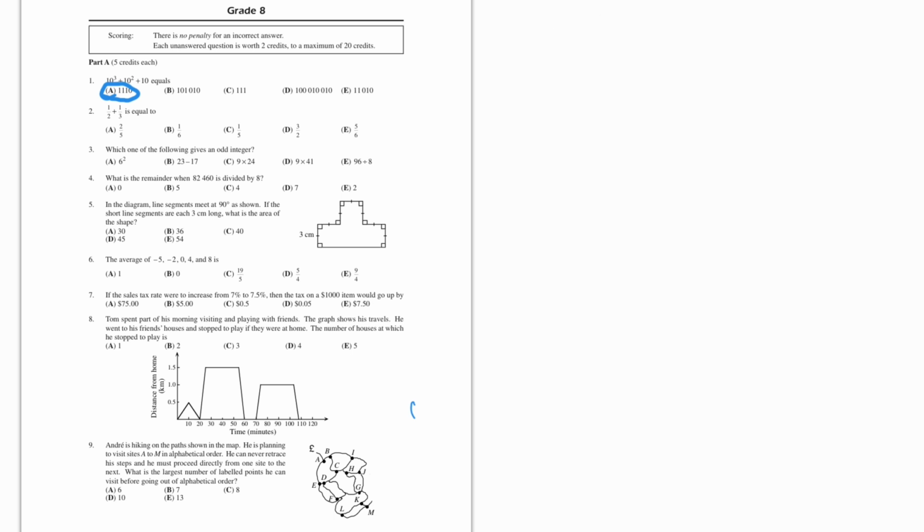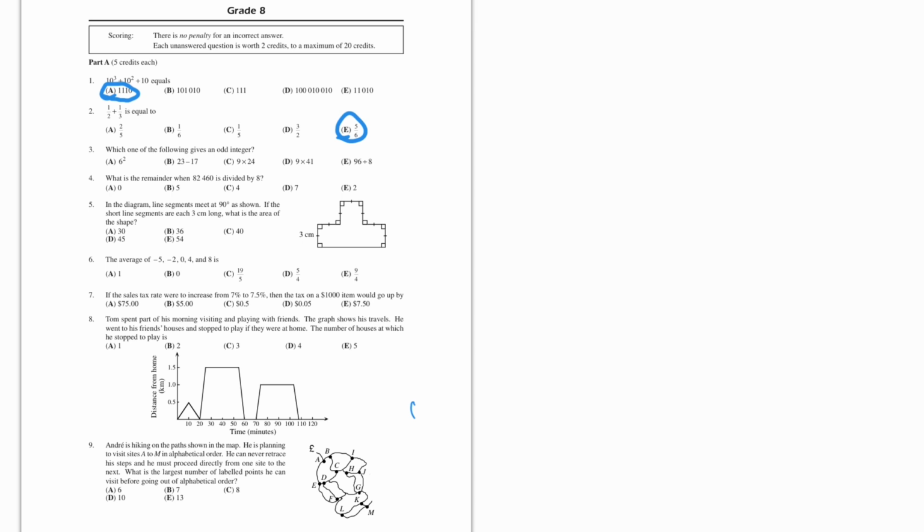Number 2, 1/2 plus 1/3 equals... The least common denominator is 6. 1/2 is 3/6. 1/3 is 2/6. The answer is 5/6. So the answer is E.